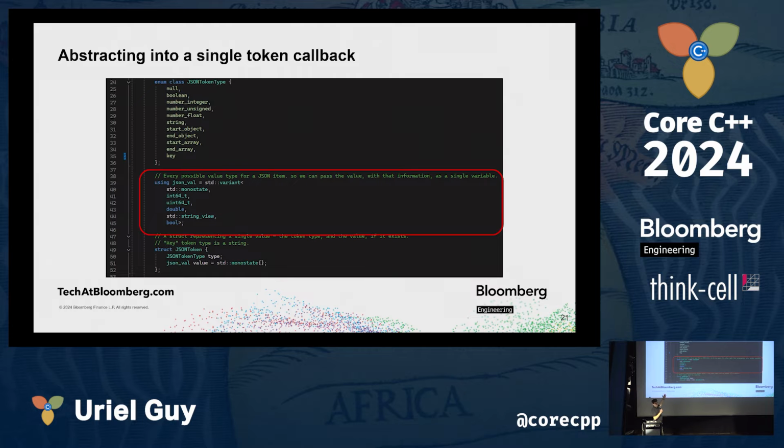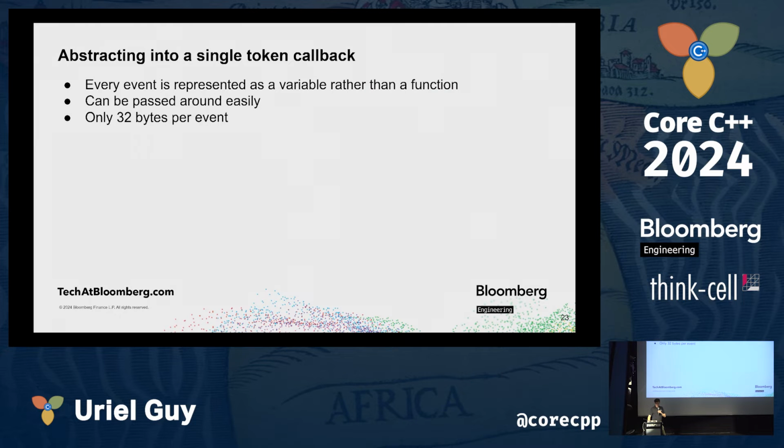We have monostates for the one that doesn't give any types. And we can create a JSON token, or at least a representation. It has a type, it has a value, and we can now take the fact that we have something that came from the bottom layer and move it around. And it's cheap. Each one of those is just 32 bytes, not hard to move around. Yeah, I say that here in the next one.